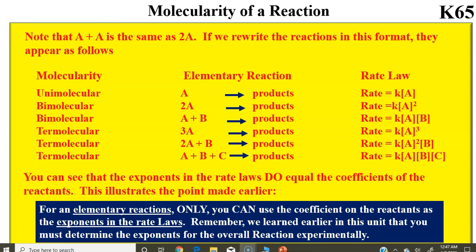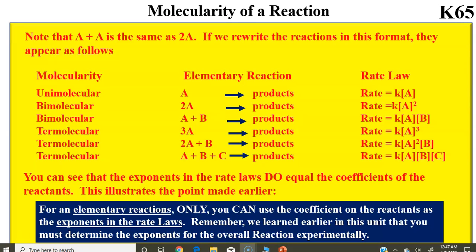Notice as we do this that if you have two of the same reactant, A plus A, that's the same as saying 2A. So if we rewrite the reactions in this format, they appear as follows. A unimolecular reaction would be A to products. So the rate law for that would be rate equals K, concentration of A. If you have a bimolecular, that would be A plus A. It doesn't have to be, but it could be A plus A, two of the same reactant going to products. So we're going to write that as 2A.